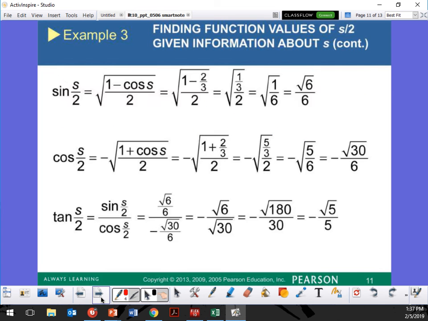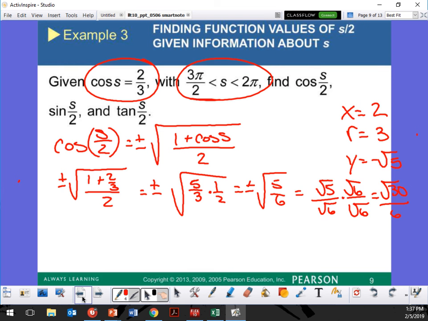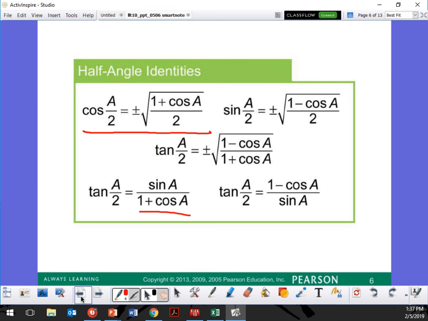Last one's going to be my tangent, right? So tangent of s over 2. Which one do you want to do? Let's use that sine one again. I realize that there are 3 tangent formulas, but only one of cosine and one of sine. So if I only have cosine, that means I have to use this one. If I have sine and cosine, I could use that other one.